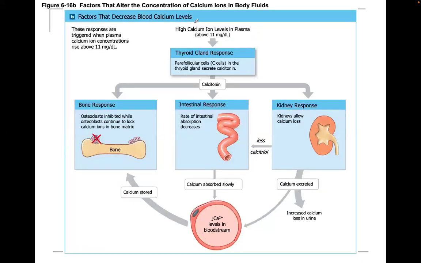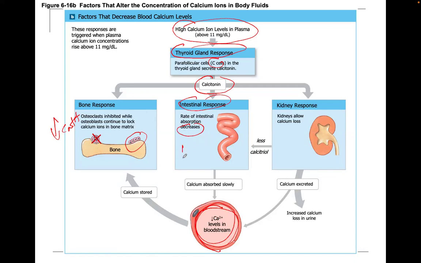Now here we have high calcium, and the goal is we want to try and lower it. So how do we decrease blood calcium? This is where the thyroid gland comes into play by the C cells producing calcitonin. It blocks or inhibits the osteoclast from breaking down bone and only allows the osteoblast to build it. So that's how we can decrease calcium. What does it do to the intestinal rate? It decreases the absorption. So if you're not absorbing calcium from your food, you're going to decrease it.